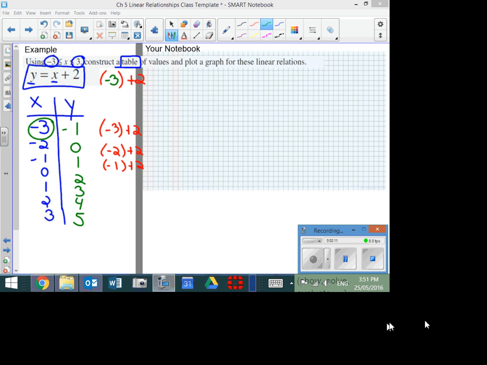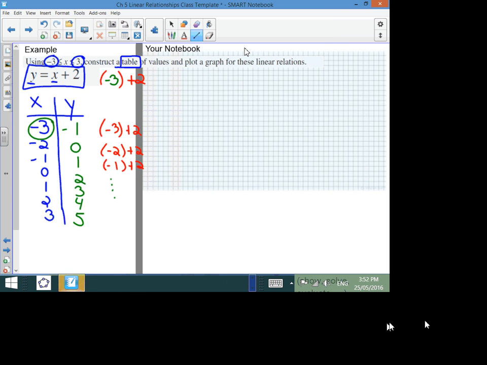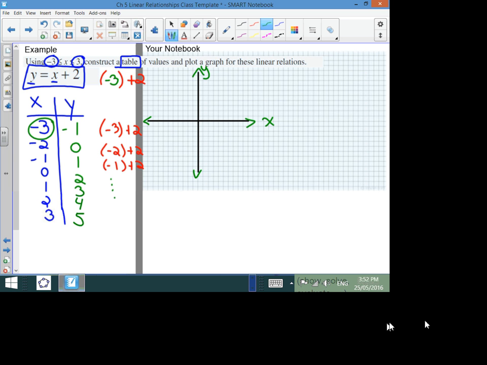So here is a list of my points if I go ahead and do that for every x value that I have listed. You all have a grid notebook, so I want to be able to draw a nice straight line. So I'm going to start here. There's my y-axis. Starting here, there's my x-axis. And I'm going to always put arrows on the end of my lines, even if they are my axis. So there's my x-axis, there's my y-axis. And the points that I'm going to graph are -3, -1.